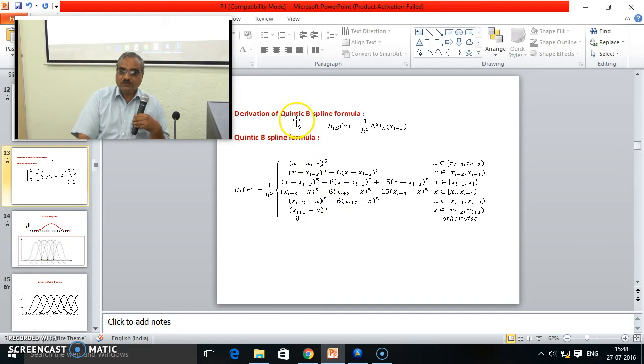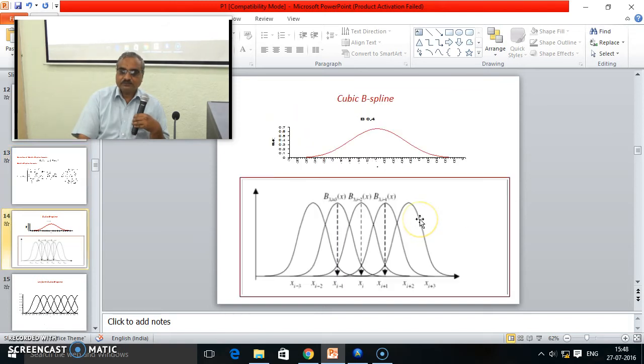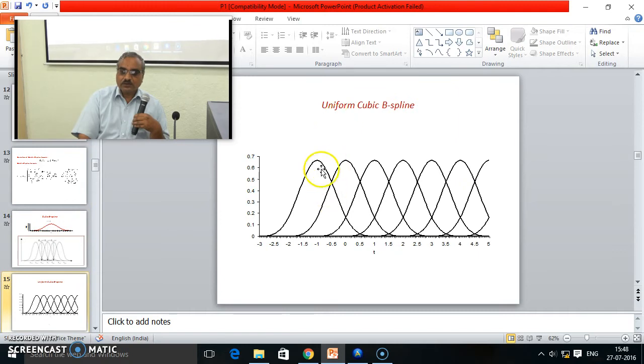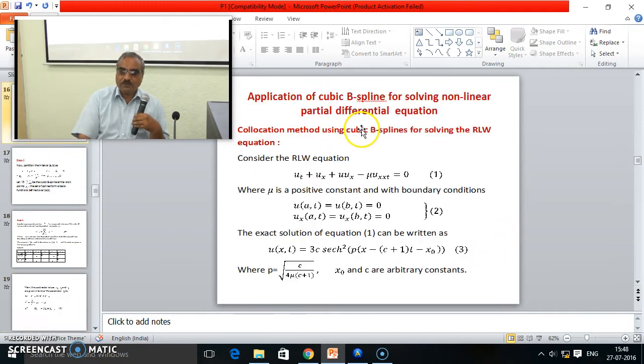Now derivation of quintic B-Spline is given by this formula, and it is defined in this way. Now here is the graph of cubic B-Spline. Now this is the graph of uniform cubic B-Spline. Now we use cubic B-Spline for solving nonlinear partial differential equations.